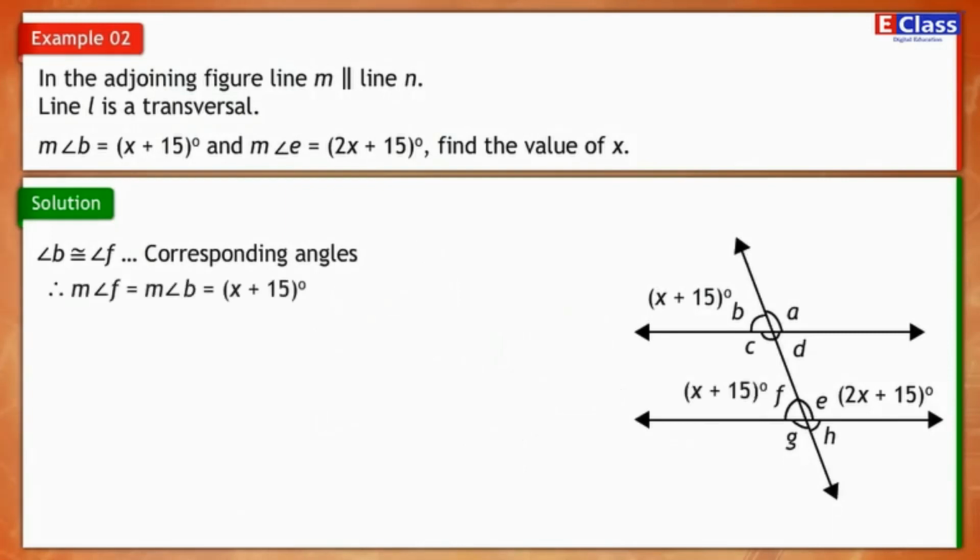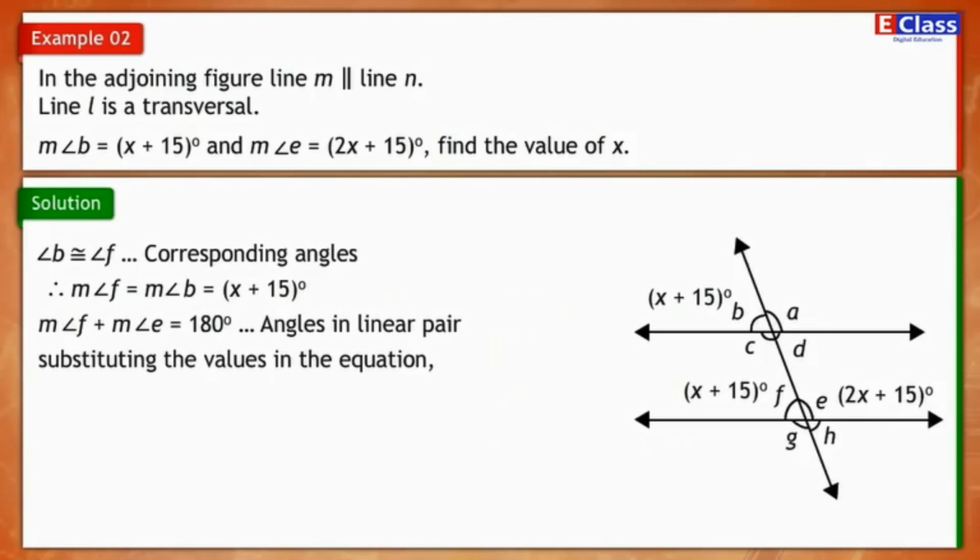Therefore, measure of angle F is equal to measure of angle B is equal to x plus 15 degrees. Measure of angle F plus measure of angle E is equal to 180 degrees as they are angles in linear pair. Substituting the values in the equation, x plus 15 plus 2x plus 15 is equal to 180 degrees. Therefore, 3x plus 30 is equal to 180 degrees.